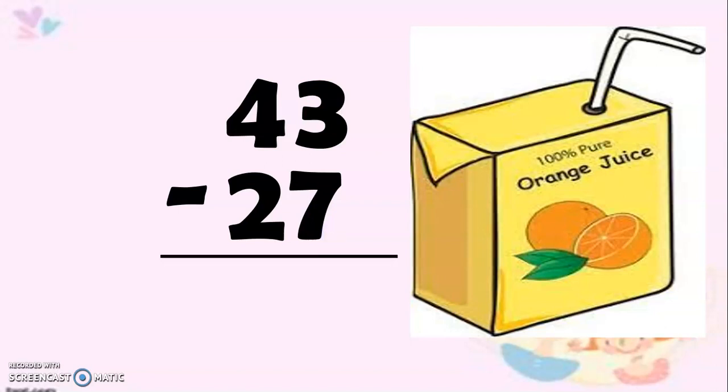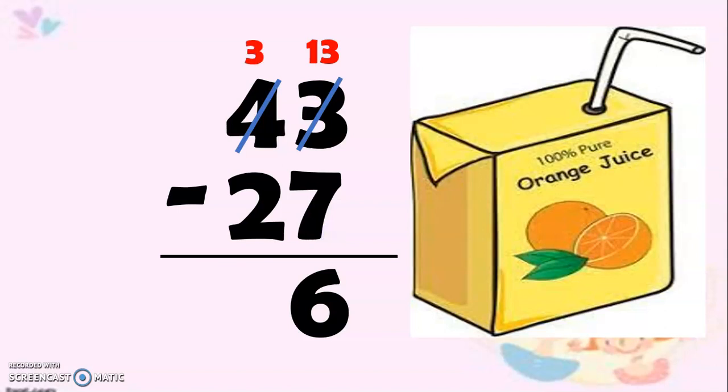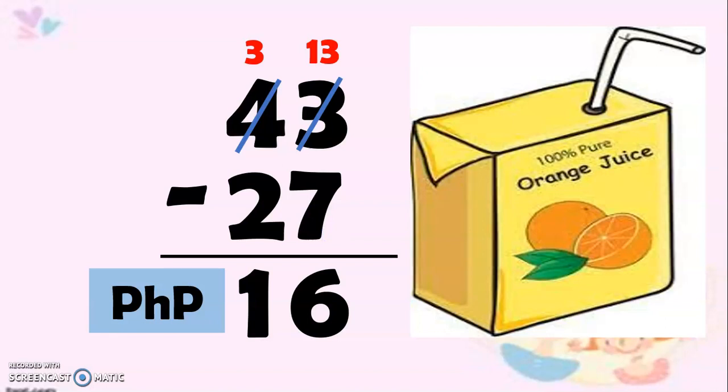So, 3 minus 7 is not possible. That's why we're going to regroup from the tens place. That's why 3 now is renamed as 13. And 13 minus 7 is 6. And 4 is renamed as 3. And 3 minus 2 is 1. So, Chris had 16 pesos left for him.